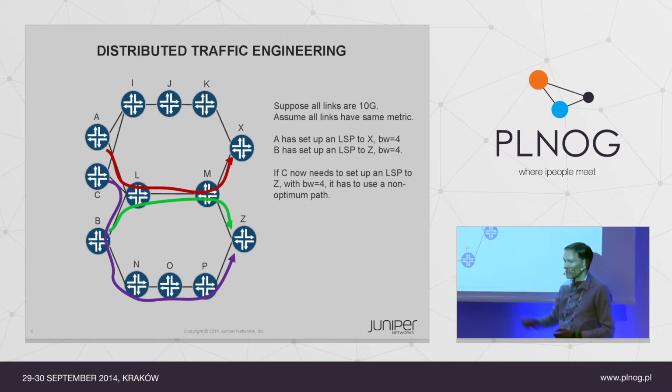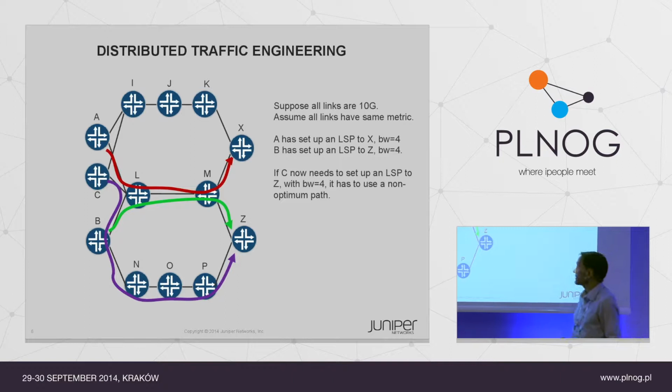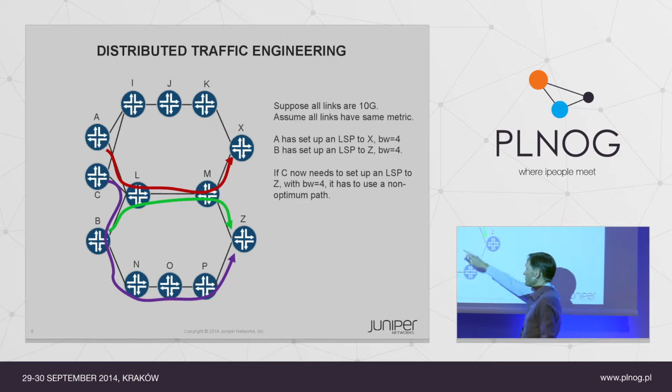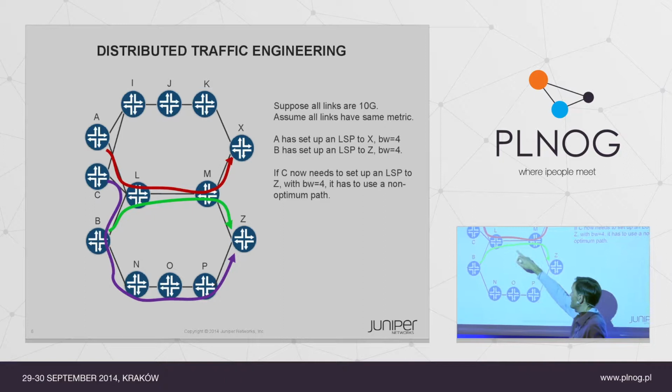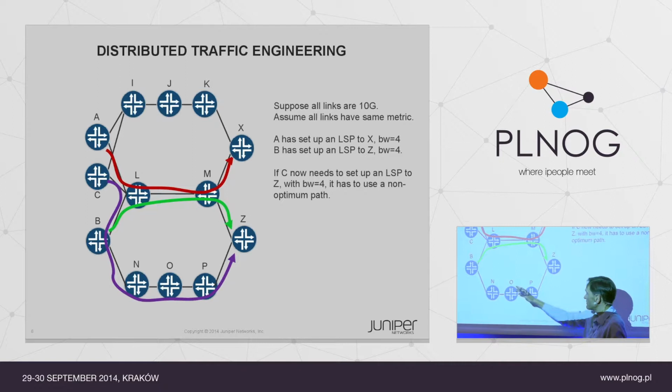And suppose that router A has set up an LSP going to router X with 4 gigs of bandwidth reservation. It computes the shortest path that's capable of supporting that amount of traffic, and so it computes this path A-L-M-X, which is the shortest path that meets the requirements. Similarly, B needs to set up an LSP going to Z, again with 4 units of bandwidth reservation. There's 6 units of bandwidth available here still, so it can take this shortest path through the network, and it succeeds in setting up the LSP.